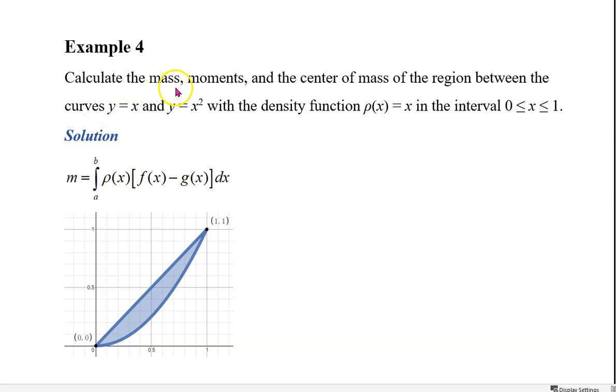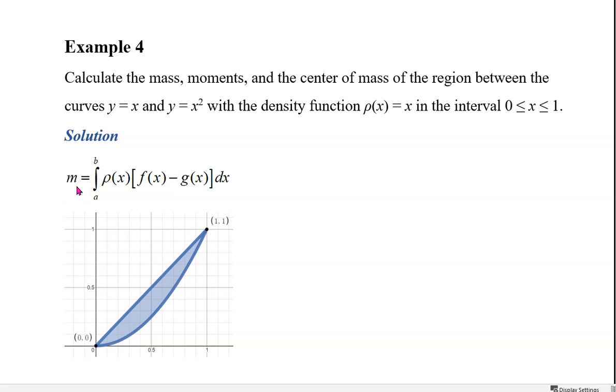We want to calculate the mass, the moments in the x and the y, and the center of mass for the region between the curves y equal x and y equal x squared, with the density function given by rho of x equal x in the interval from 0 to 1. Of course, we're using the interval from 0 to 1 because that is where the curve y equal x, the line, intersects the parabola y equal to x squared, as you can see in the picture here.